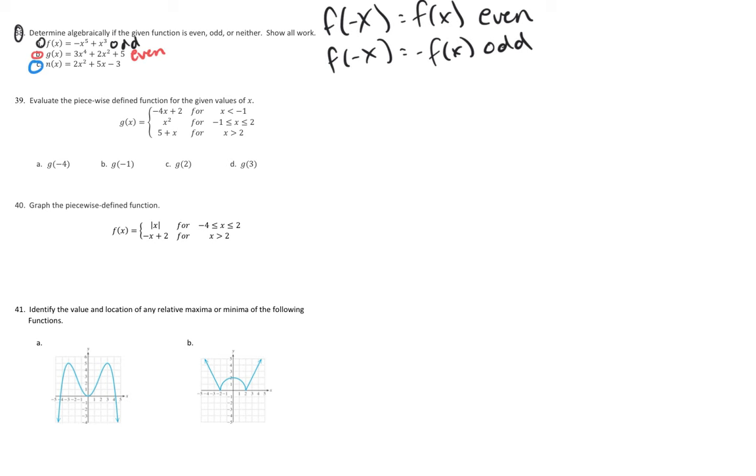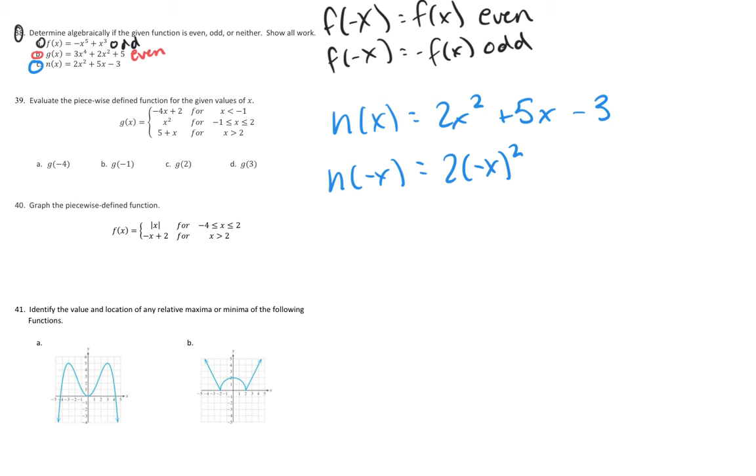Our next function is n of x is equal to 2x squared plus 5x minus 3. If we were to plug in a negative x, we end up getting 2 times negative x squared plus 5 times negative x minus 3. And if we were to simplify this down, we get 2 times x squared minus 5x minus 3. And we can see that this is not our original function, but it's also not the negation of our original function. So this is not even or odd, so it is neither.